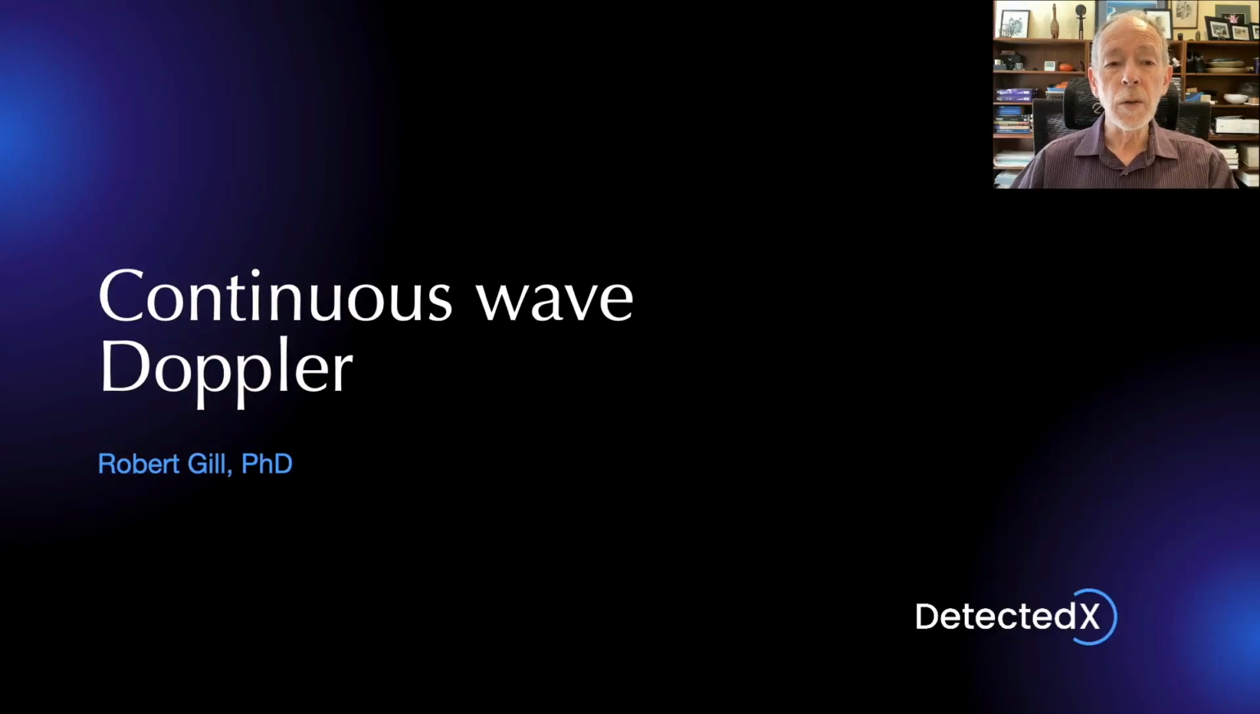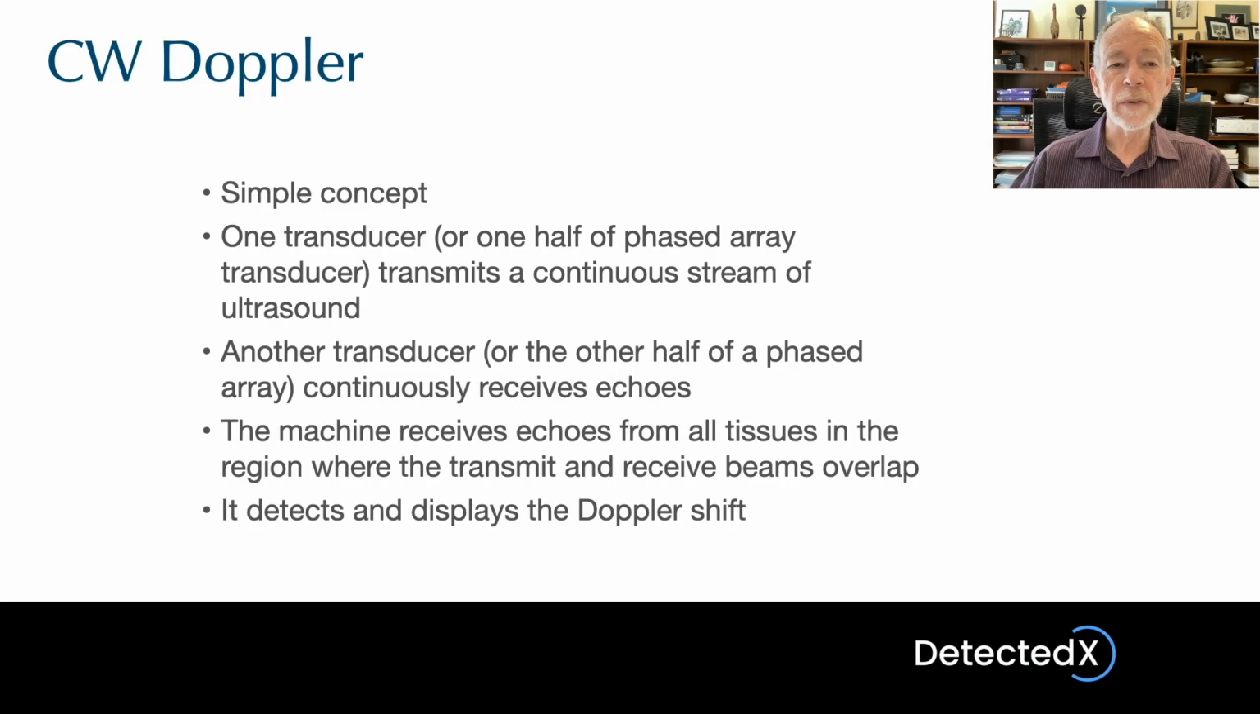We'll start now by looking at the simplest type of Doppler instrumentation, which is continuous wave Doppler. This is almost universally abbreviated as CW Doppler. The concept really is simple. There are two transducers, or in the case of a cardiac machine, the probe is divided into two halves. In either case, one transducer transmits continuously, and the other one receives ultrasound echoes continuously. So this is the one form of diagnostic ultrasound where pulses are not used, and we are in fact using continuous ultrasound.